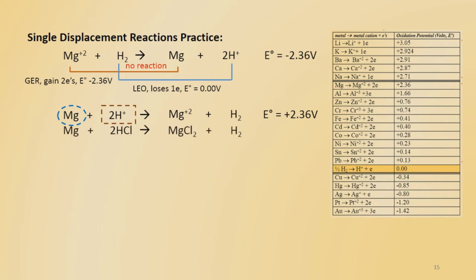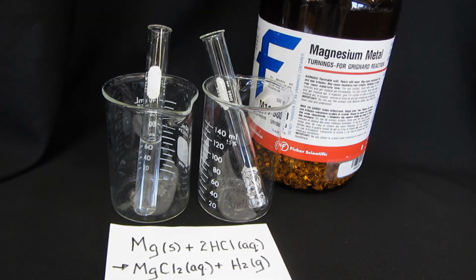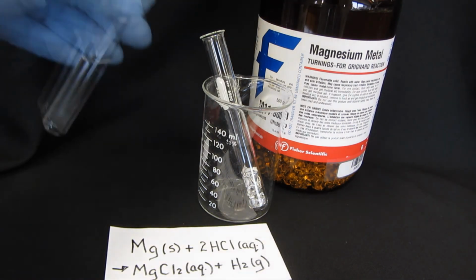This is what the reaction might look like in reality. You can't buy H+, but you can get an acid such as hydrochloric acid. So if you put magnesium metal in hydrochloric acid, it should react, producing hydrogen gas and magnesium chloride. Let's view this reaction. The test tube on the left contains hydrochloric acid. The test tube on the right contains magnesium metal turnings.